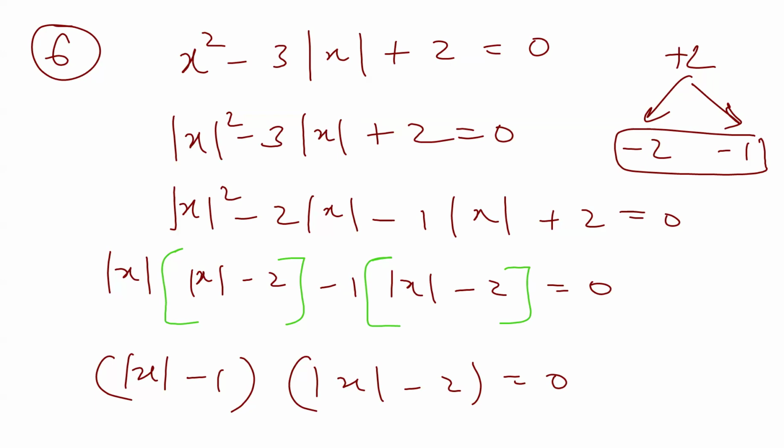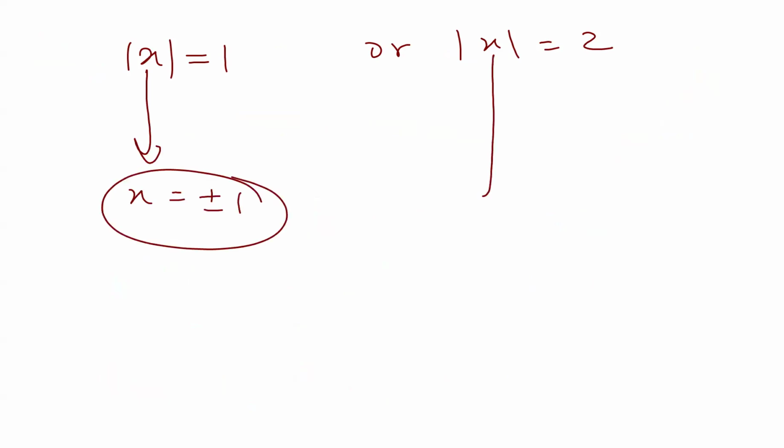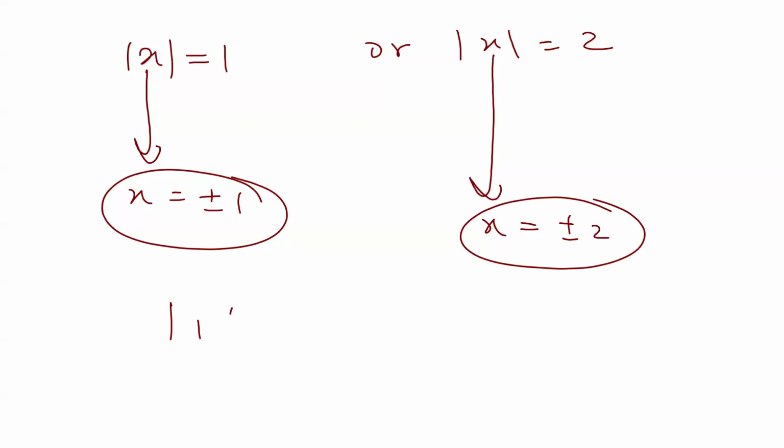So modulus of x is equal to 1 or modulus of x is equal to 2. So x is equal to plus minus 1 and here x is equal to plus minus 2. That is because modulus of 1 is also 1 and modulus of minus 1 is also 1. So inside value can be positive or negative.